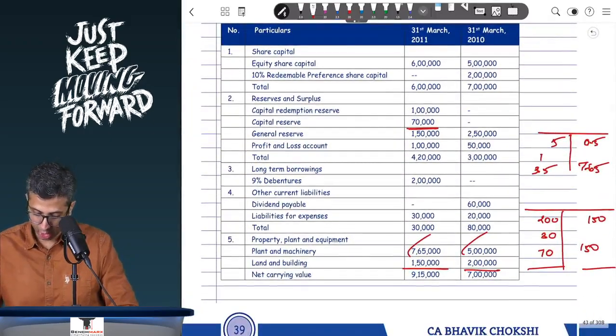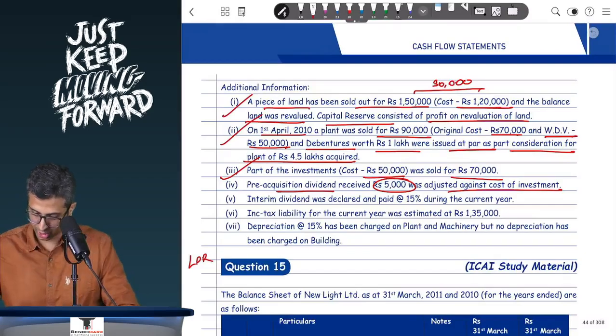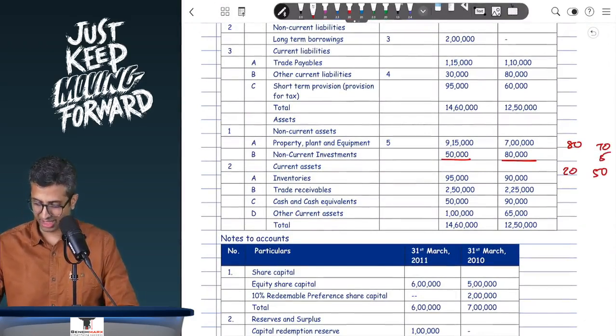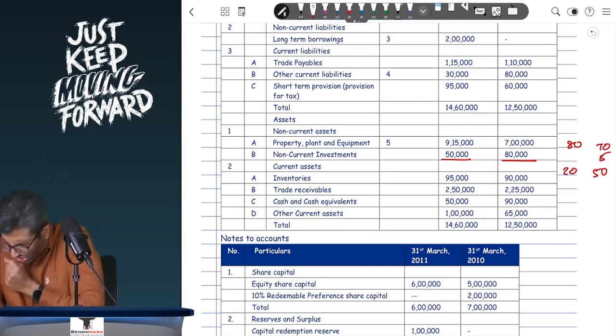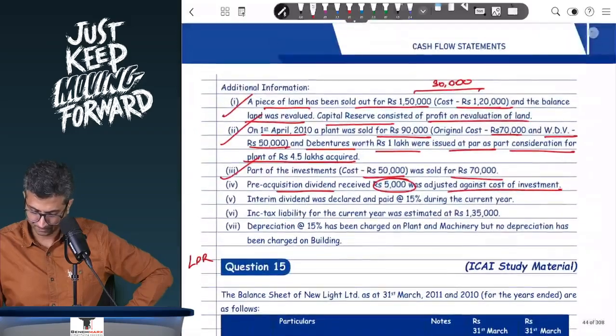So when I look at your investment balance, where is the investment balance? Okay, 50, 80. What is at the start? 11. And this is 10. So you started at 80, ended at 50. There was an investment, I believe, which was sold, which is worth 50. So 70 and gain of 20. And there was a 5,000 pre-acquisition dividend, which is adjusted against the cost of the investment. This is bank account debit to investment, and this will go in my investing activities.